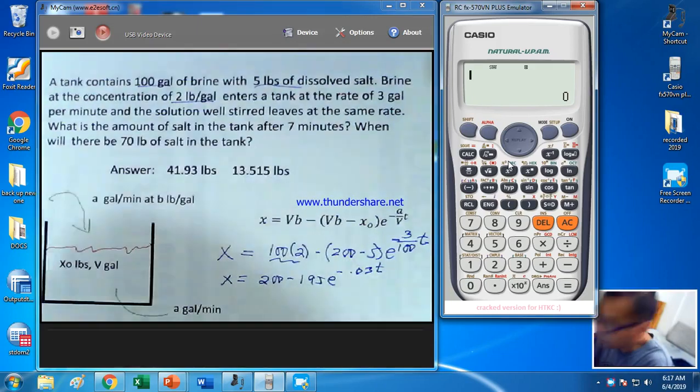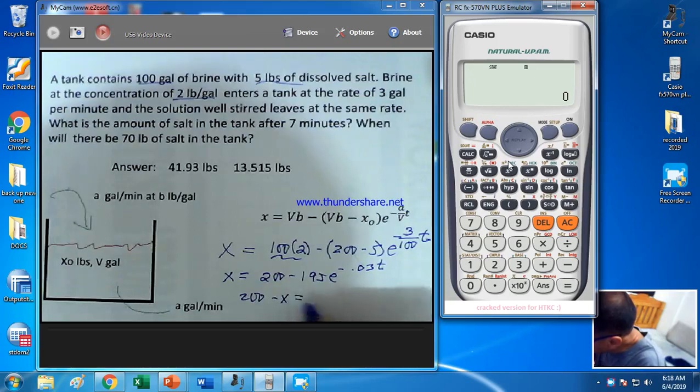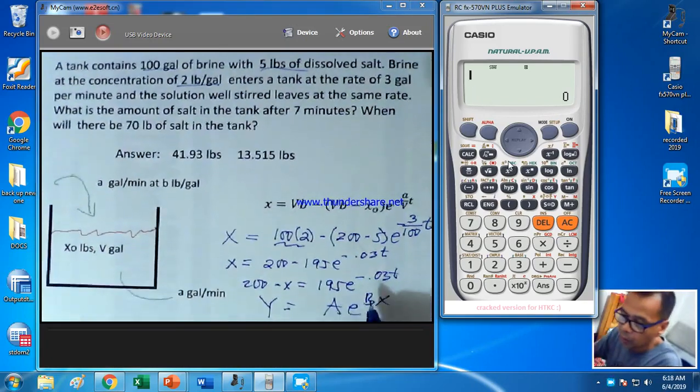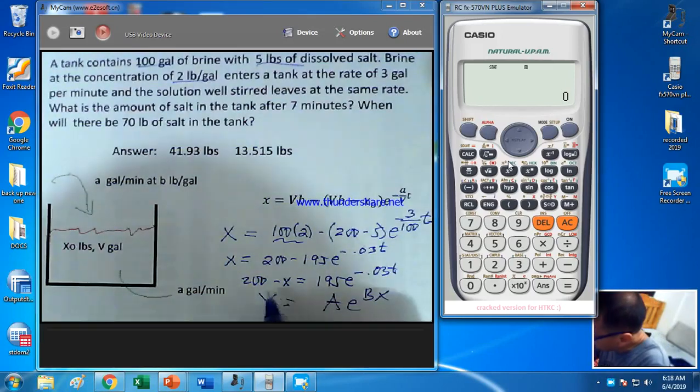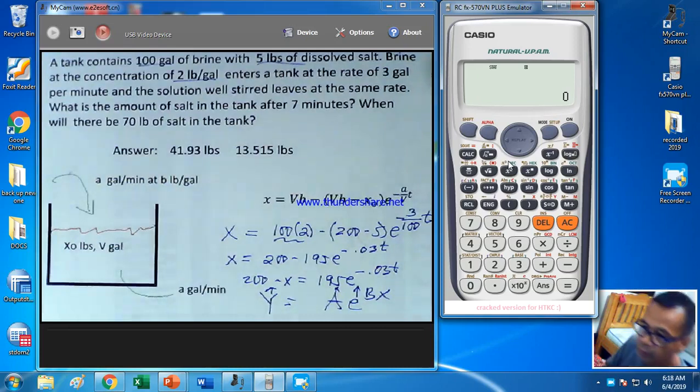0.03t. Now this can be written as 200 minus x is equal to 195 e to the negative 0.03t. Now this can be modeled in the calculator as y equals a e to the bx, where your y is this 200 minus x, and then your a is 195, and your e to the bx is e to the negative 0.03t. Now we are prepared to solve this problem.